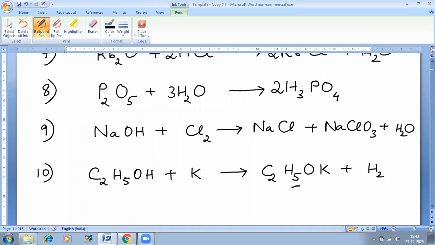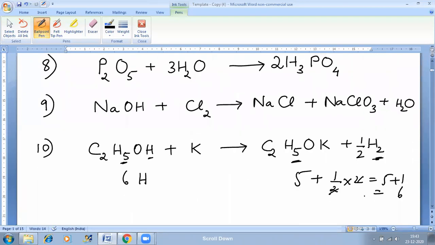On the right hand side, I have 5 here and 2 here. So 7 hydrogen atoms. I don't want 7 because here I have 5 plus 1, that is 6. What I can do is, if I multiply this by half, then here I have 5 and here I have half into 2. That is 5 plus 1, which is 6. So now hydrogen also is balanced. Here also 6, here also 6.